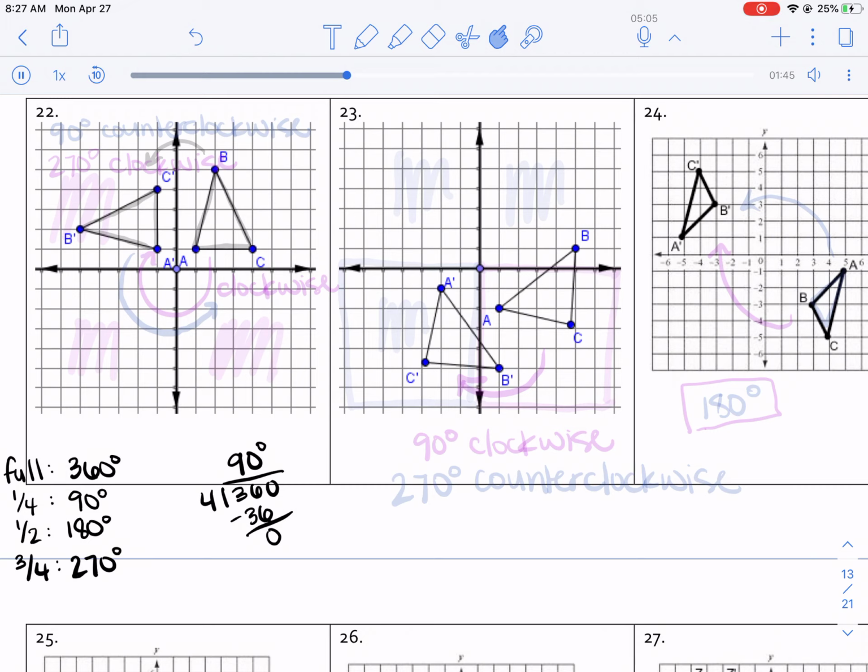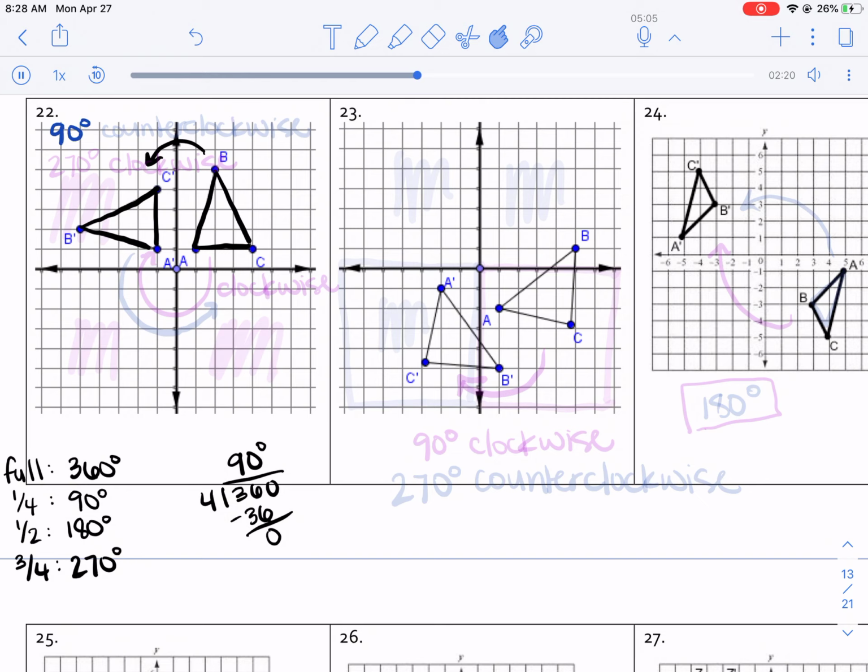In this problem, it's 22 because I just picked it from a problem set. We start with triangle ABC, that's this one right here, and it rotates over here to become A prime, B prime, C prime. So I noticed that it moved over one quadrant. This is a really easy way to tell how far it moved. Because it's one quadrant, that means it's 1/4 this way. So that 1/4 means that it's 90 degrees.